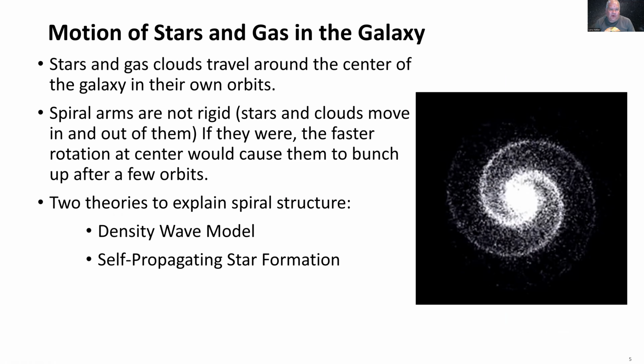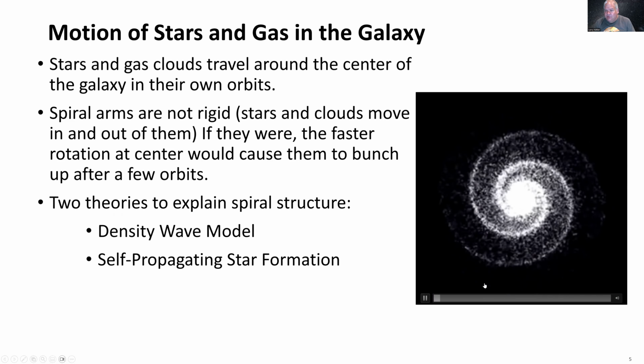So how do stars and gas move in the galaxy? We know they're in orbit around the center of the galaxy, just as the Earth is in orbit around the center of the solar system, the sun. Each gas cloud and each star has its own orbit going around the center of the galaxy. But we see these spiral arms. So the first thought is, are these spiral arms rigid things, with the stars in a spiral arm all moving together as one big block? The answer is no, because we know that stars move faster at the center of the galaxy than in the outer galaxy.